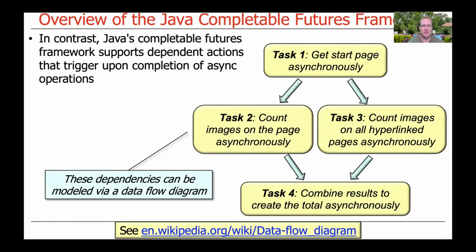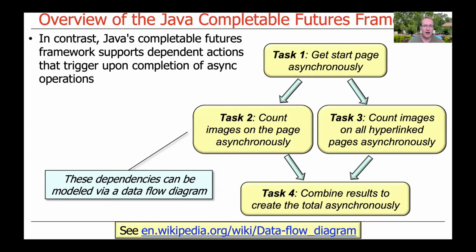In contrast, Java's Completable Futures framework supports dependent actions that are triggered upon the completion of asynchronous operations. So operations will run asynchronously in the background in threads that are part of some thread pool. And as those threads complete, that's going to trigger other dependent actions that will keep running, which will also typically run asynchronously. And so the whole system will basically be a sort of directed acyclic graph of asynchronously operating operations, which as they complete will trigger other things to run next.